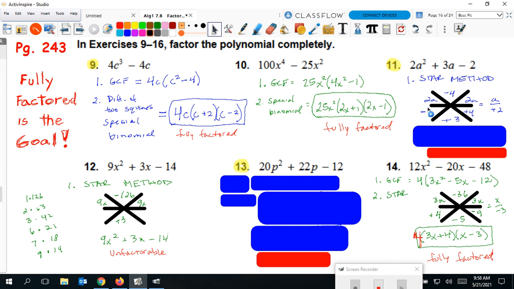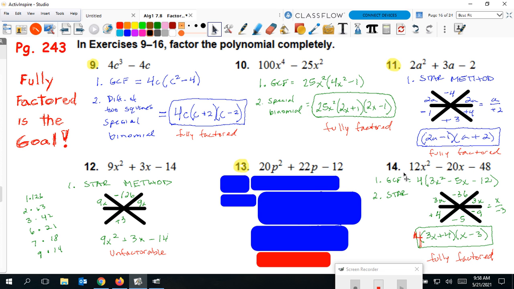2 over 1 is simplified, but 2 over 4 is not. So I can reduce this by 2, and this becomes just an a on top. 2 goes into 2 once, so just 1a, and 2 goes into 4 2 times, so positive 2. So there's our one binomial, 2a minus 1, and a over a plus 2 on the other one, so a plus 2. There was no GCF to put in front of this one. It's just those two binomials, and now that is fully factored.